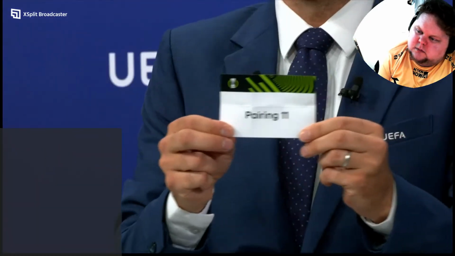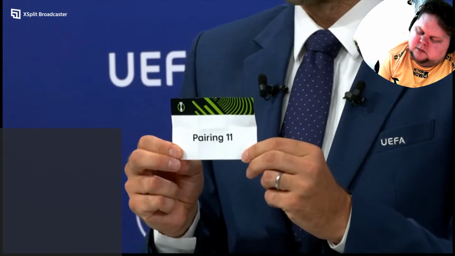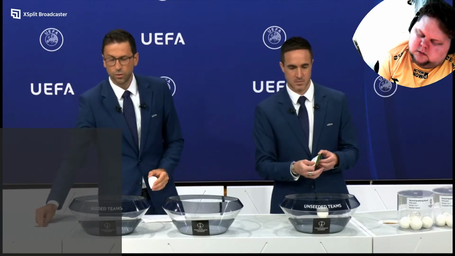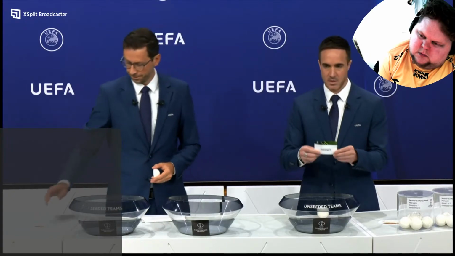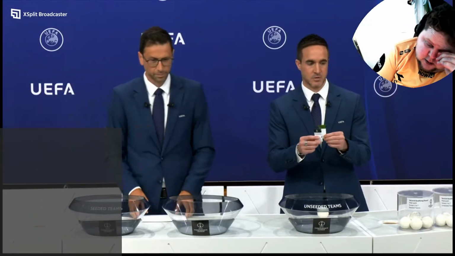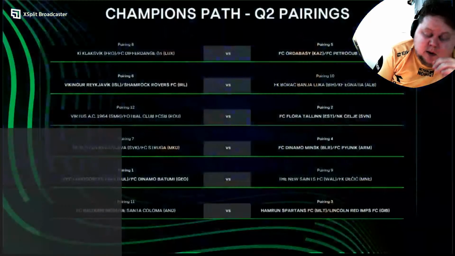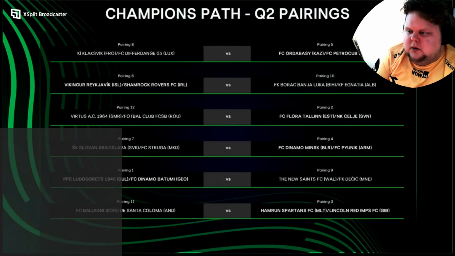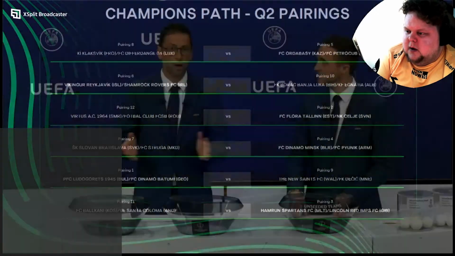Pairing 11 will be playing the first leg at home, so FC Balkani from Kosovo or UE Santa Coloma from Andorra. And of course, their opponents will be the team from pairing 3, so either Hamrun Spartans FC of Malta or Lincoln Red Imps FC of Gibraltar. Yeah, this concludes the draw for the Champions Path, and we can now move on to the main path.